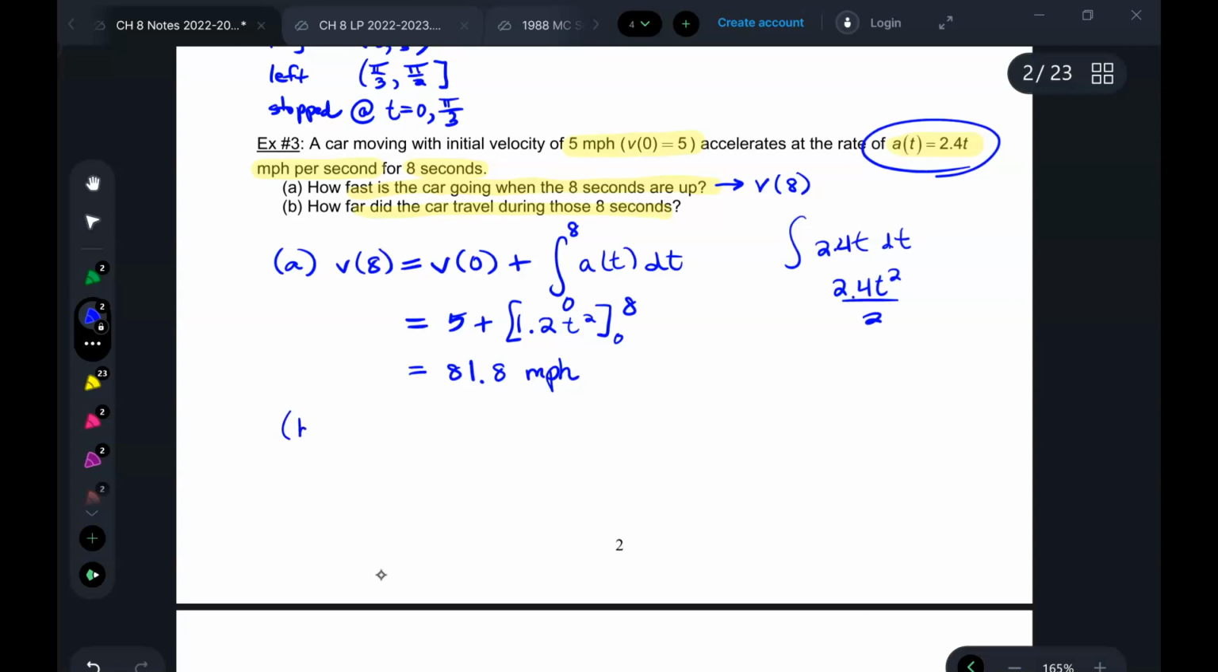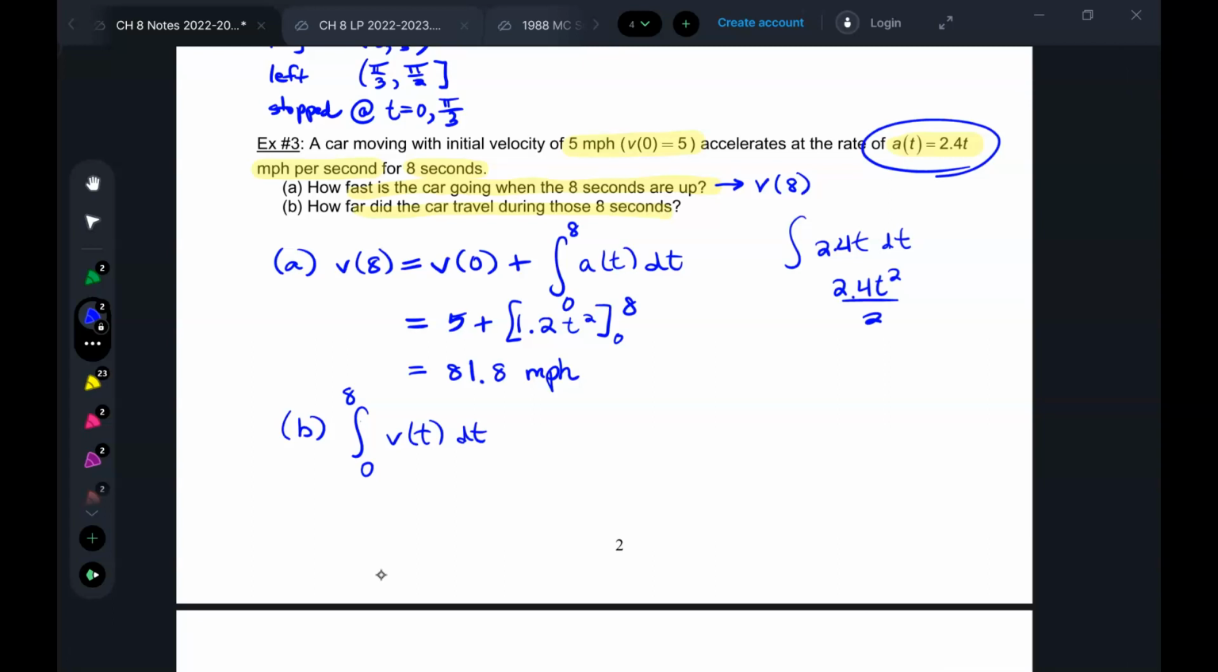Okay, now what? How far? So this is total distance traveled. How do I get total distance traveled? What do I need? The integral of what? The velocity. And again, this is going to be a little tricky, because it's 0 to 8 seconds, but we're integrating with respect to a velocity function that's measured in miles per hour. Just keep in mind that we're going to have to change the units.